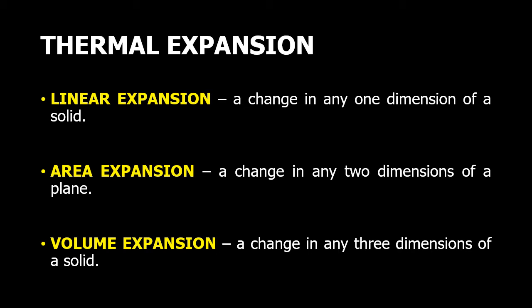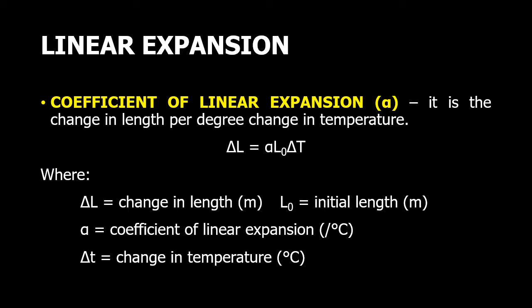And for thermal expansion, we have three types. These expansions are classified according to what dimensions are affected. So first is the linear expansion. It is a change in any one dimension of a solid. Here, we use a coefficient of linear expansion, which is denoted as alpha, to signify the change in length per degree change in temperature. So this constant has different values for different materials.